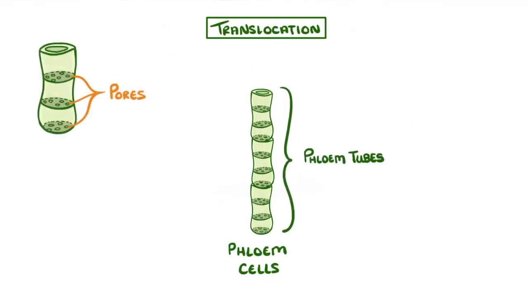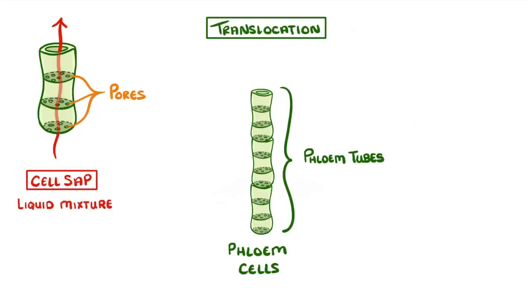If you look closely though, you can see that in between the adjacent cells there are lots of small pores or gaps, and these pores enable the movement of cell sap, which is basically a liquid mixture of water and sugar. This means that the sugars that were made in the leaves can be transported long distances through multiple cells.